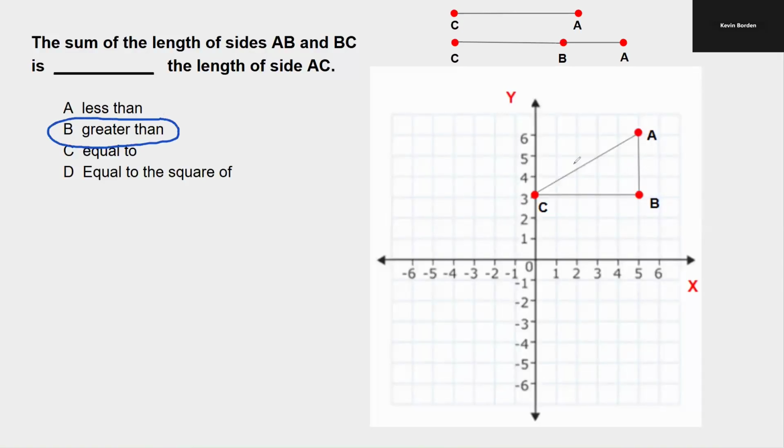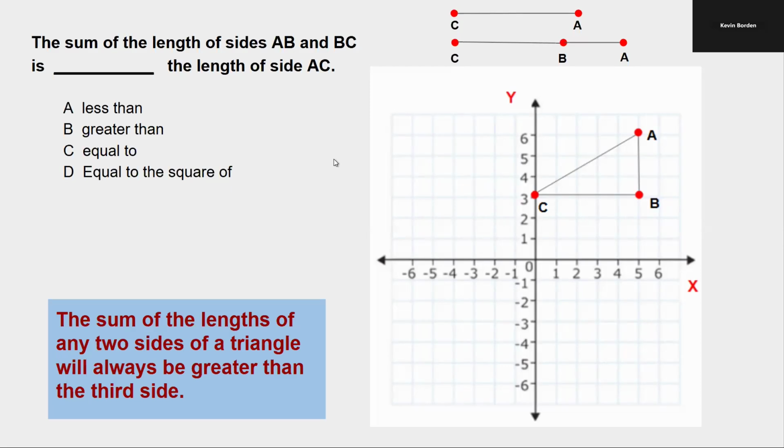And if you understand the properties of triangles, you can answer that question very quickly, because the sum of any two sides of a triangle will always be larger than the other side, the third side. And it doesn't make any difference what sides we're talking about. The sum of sides AC and CB will be longer than AB. And usually you can just see this visually. Just to summarize the takeaway from this problem, the sum of the lengths of any two sides of a triangle will always be greater than the third side.